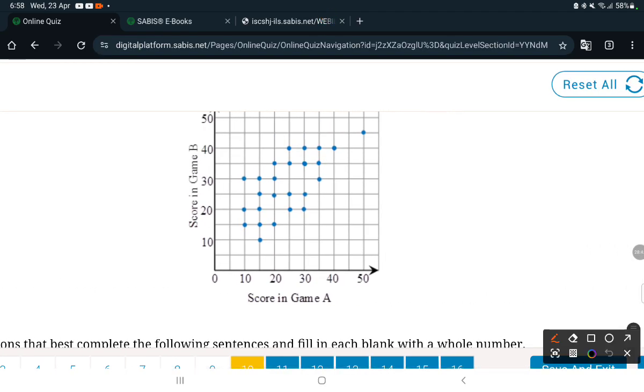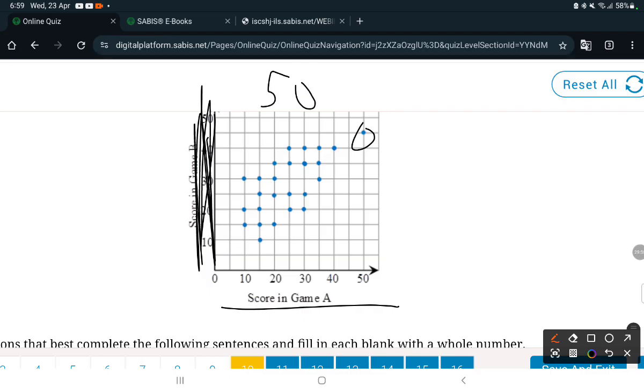The range of the scores in Game A. Okay, so when they say Game A, we only look at the x-axis. Forget the y-axis. The range is basically the highest number, the greatest number, subtracted by the lowest number. So we have 50 as the greatest number, minus the lowest number. In Game A, it is 10. Which is 50 minus 10, which is just 40.